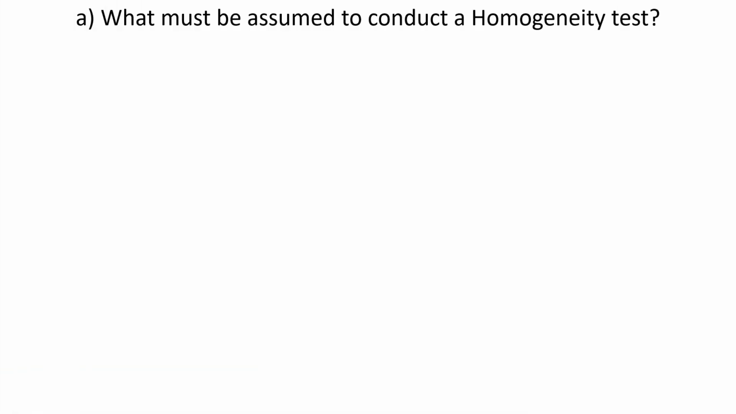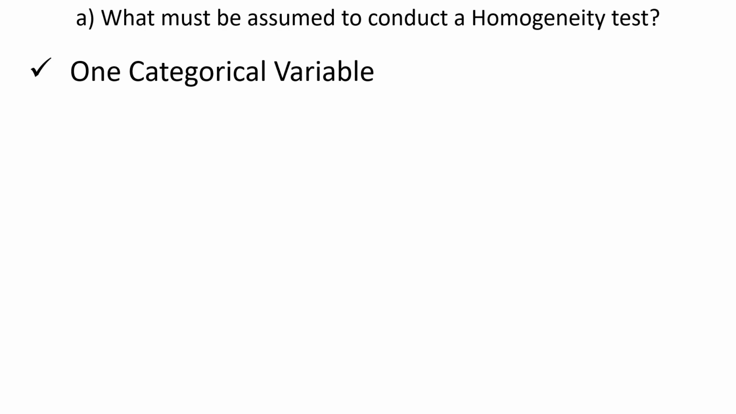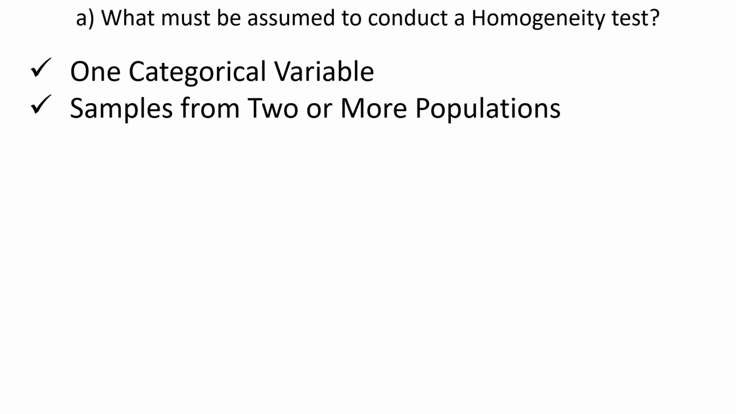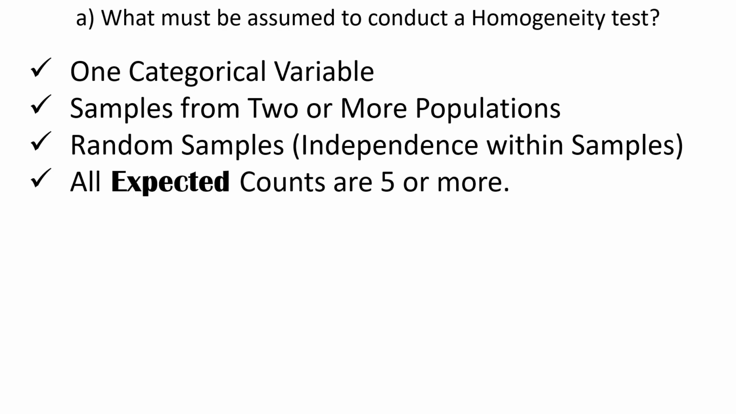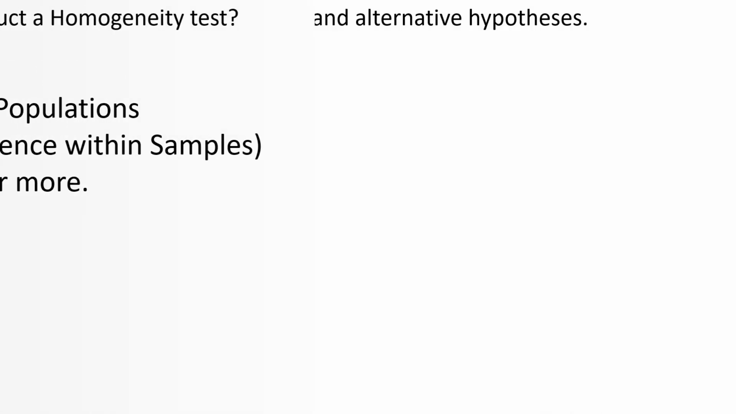And so before we do that, let's just talk about what must be assumed to conduct a homogeneity test. We must have one categorical variable and samples drawn from 2 or more populations. In this case, we have samples from 3 populations. It's got to be a random sample. That gives us independence within samples. And all expected counts must be 5 or more. So to check this 5 or more condition, we need to fill in those empty spaces on the table. We'll do that in a moment.